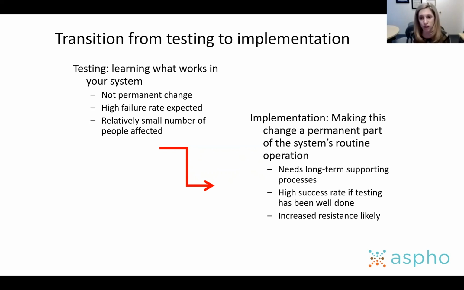In implementation, we take what we learn from testing and we roll it out across the landscape of care, making it a permanent part of our whole system and cementing it in as a part of our routine operation. This needs long-term support for sustainability. It has a high success rate if it's done well and if it's based on high quality testing, but sometimes we can hit new resistance when we try to roll something out on a larger scale.